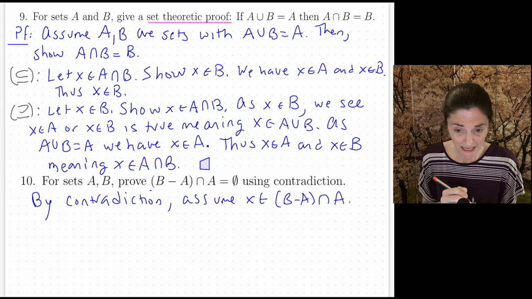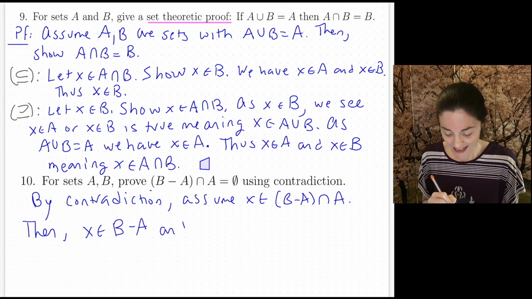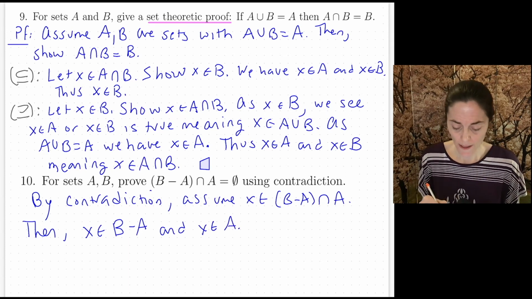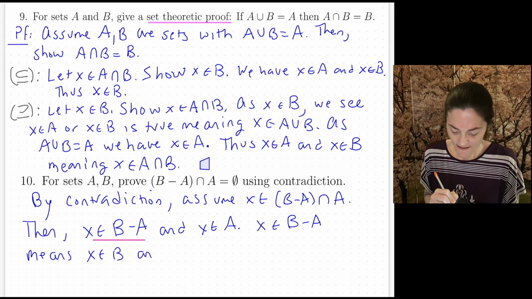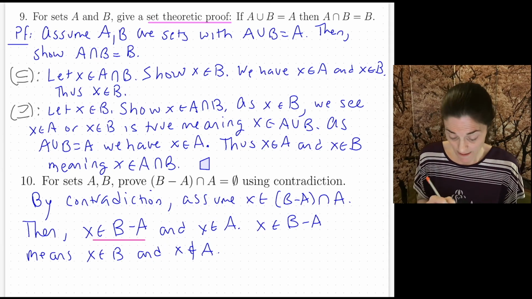Now, what does this mean? Well, x is in this set B minus A, and x is in A. We can unravel one more time. This part here, it means that x is in B and x is not in A. And you see we have reached our contradiction.